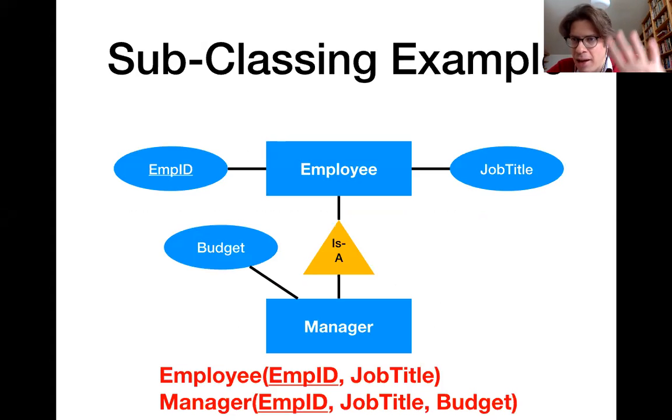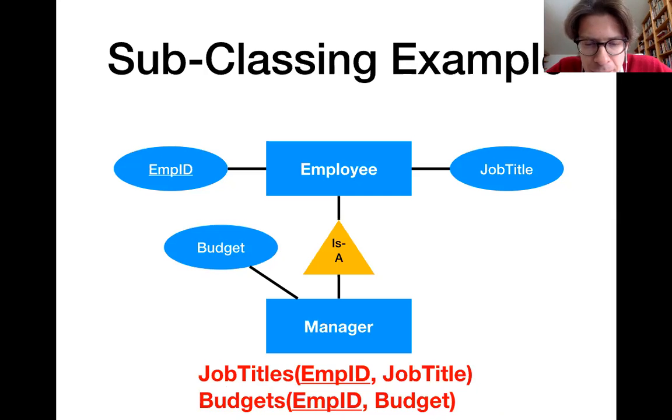So we can represent this by introducing two separate relations. As you see here, we can introduce the employee relation, which stores the employee ID and the job title, and the manager relation, which stores employee ID, job title, and also the budget. Here you see the manager entity does not explicitly represent the emp ID and job title attributes, but they are implicitly included because we have the subclassing relationship represented by this yellow triangle with the is a label. So that here is a first possibility. We just store different entities in different tables based on their class.